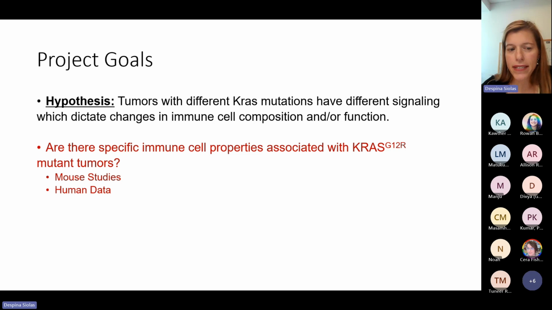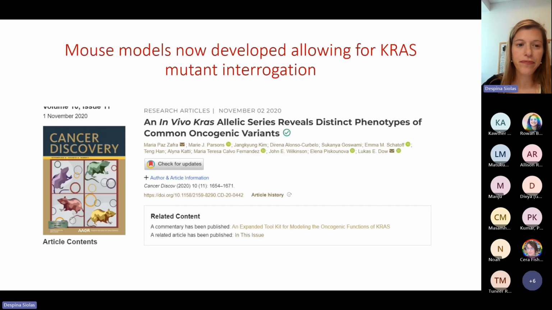So we had a hypothesis. Given there's a difference in survival between these patients, maybe they have differences in their immune cell composition or function. It's a loose hypothesis, but maybe. So we wanted to know if there were specific immune cell properties associated with these tumors. And to do this, we decided to go forth by using mouse studies and human data.